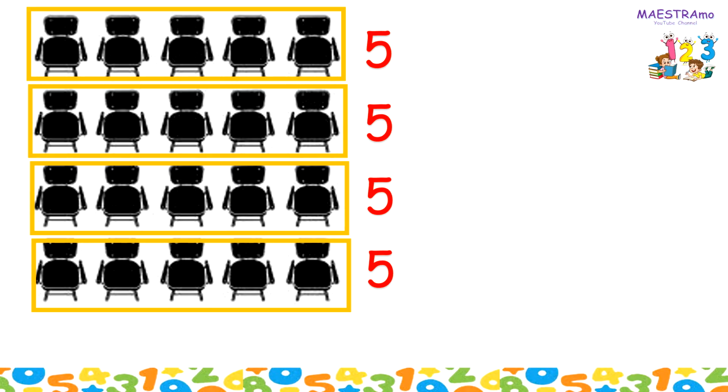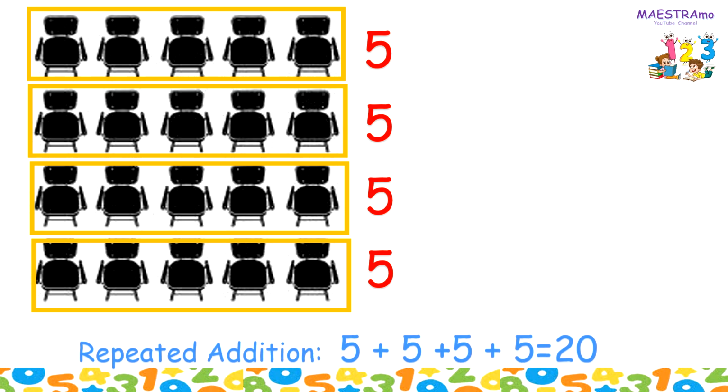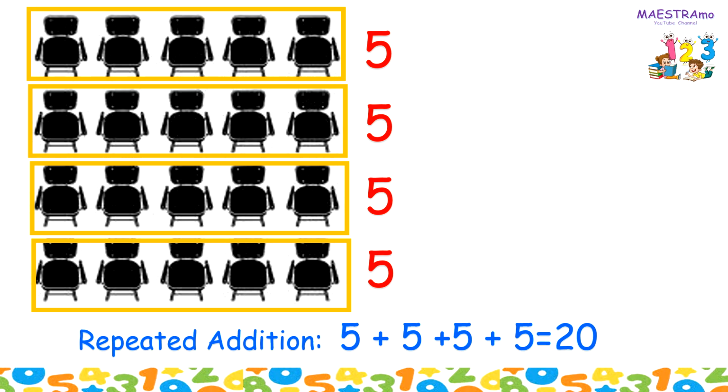Since there are 4 rows of 5 chairs, we can add the 4 fives to get the total number of chairs. The repeated addition is 5 plus 5 plus 5 plus 5 equals 20. 4 rows of 5 is 20.